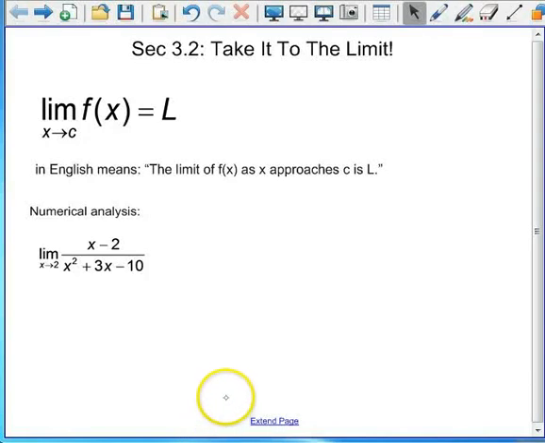Hey everybody, this lecture is about limits, and we're going to call it Take It to the Limit, like the old Eagles song from the 70s. Okay, so the first thing you need to understand is the notation.